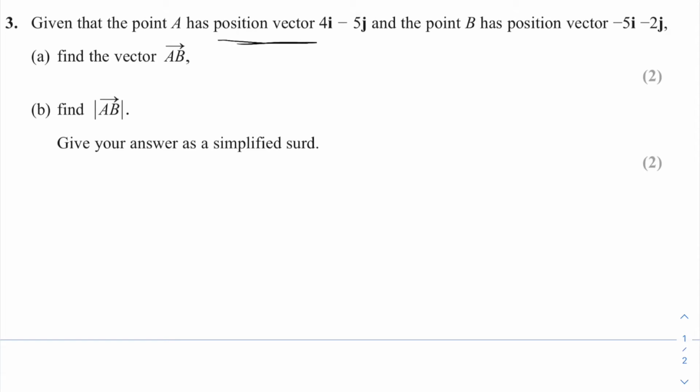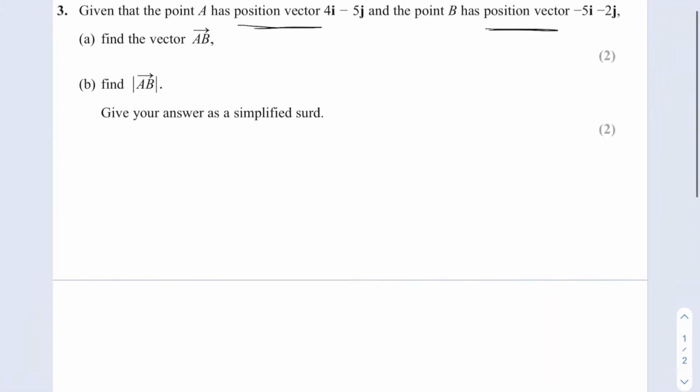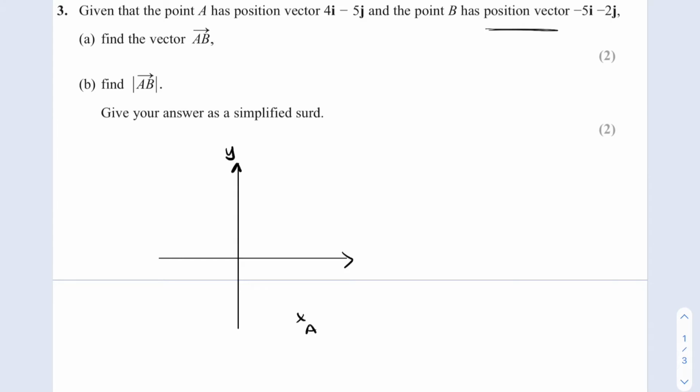So we note that we're given position vectors, so they point from the origin. So I can actually do a little sketch of this to help me find the answers to the given questions. So let's do x and y axis, and this is (4, -5), so the coordinates (4, -5) is where A is, so about here. And B has position vector (-5, -2), so from the origin it goes back 5 and down 2, so maybe about here, so this is B.